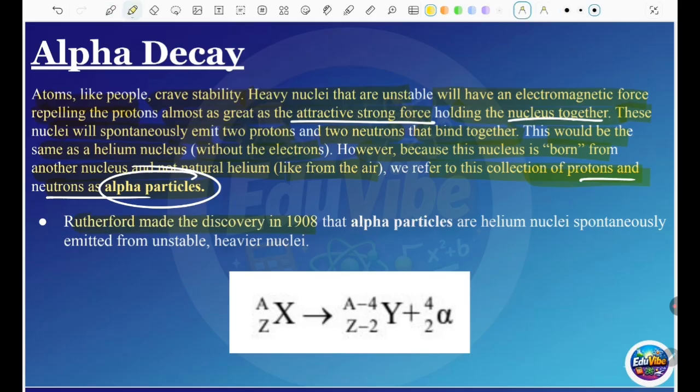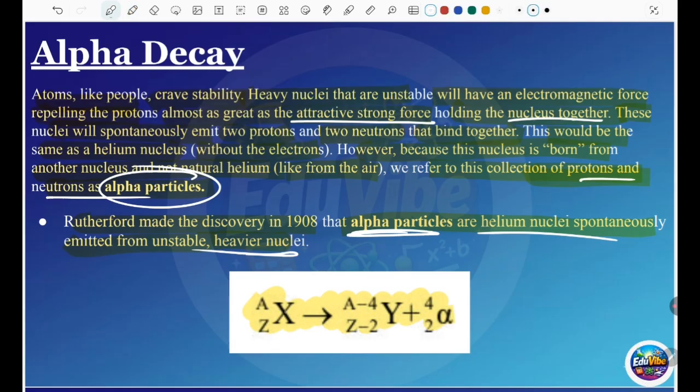Rutherford made the discovery in 1908 that alpha particles are helium nuclei spontaneously emitted from unstable heavier nuclei. So this is again the discovery of Rutherford in 1908. And this is the general form to write the alpha decay equation.